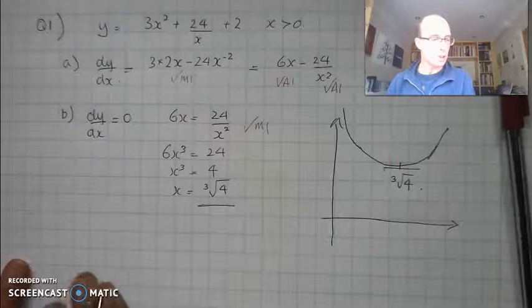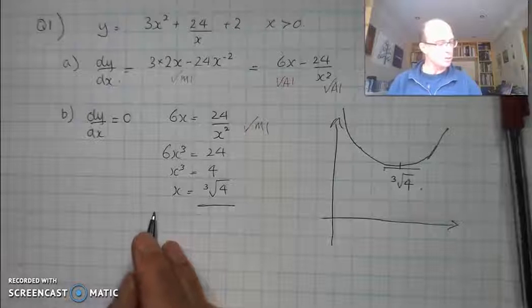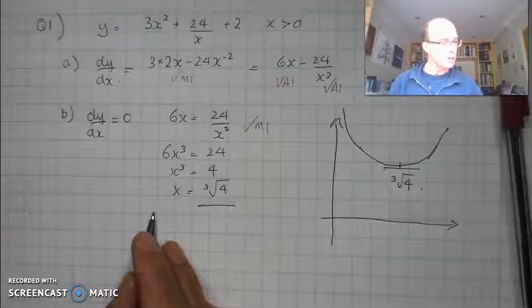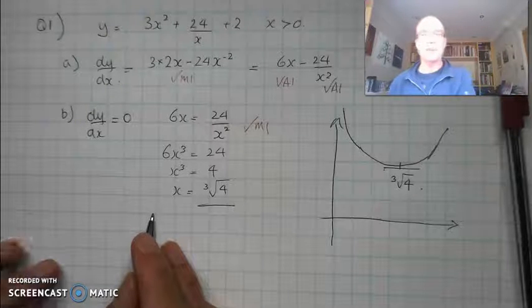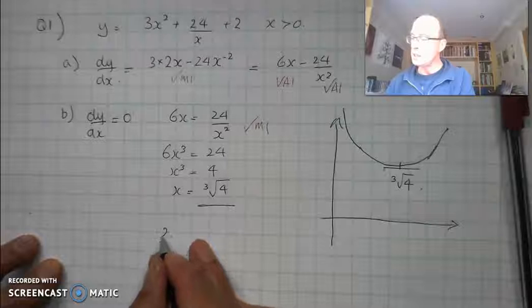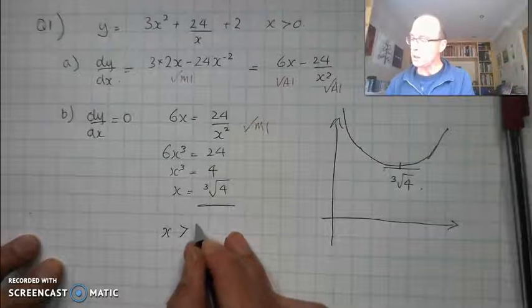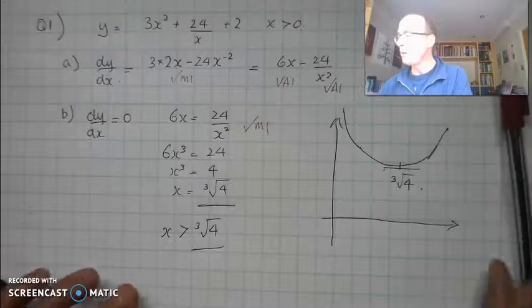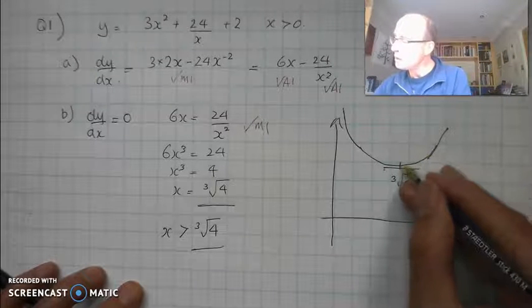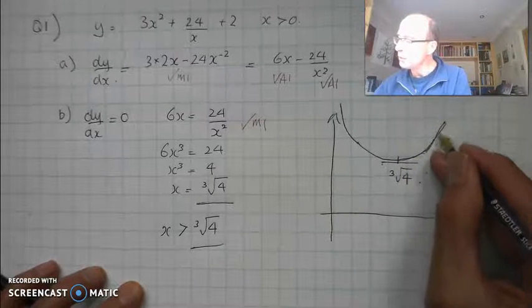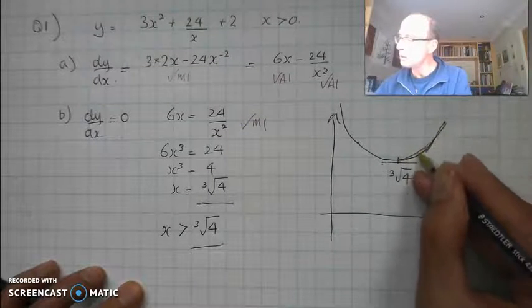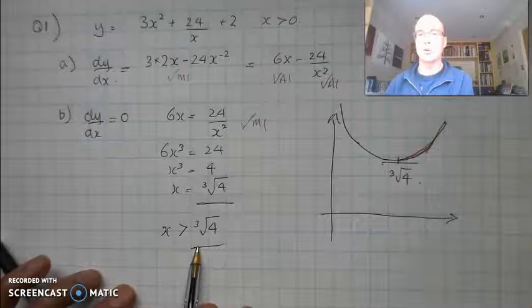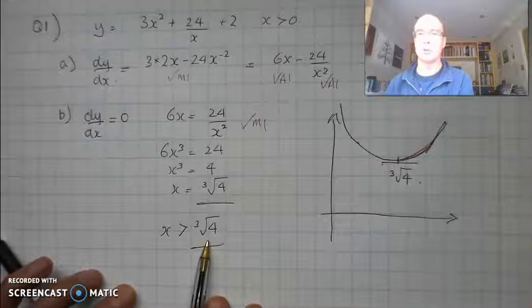So to finish the question off, let's read the question. It says, for which values of x is the curve increasing? The curve is increasing for x greater than the cube root of 4. The benefit of drawing my curve is I know it's increasing for these values. So I know I'm looking for x greater than my cube root of 4.